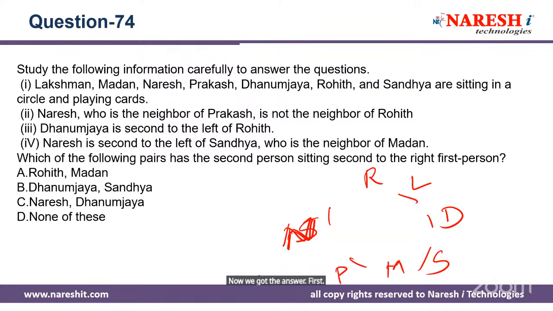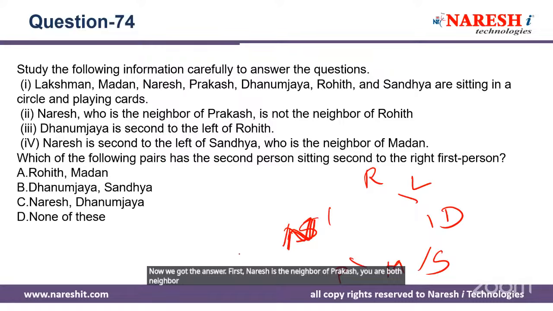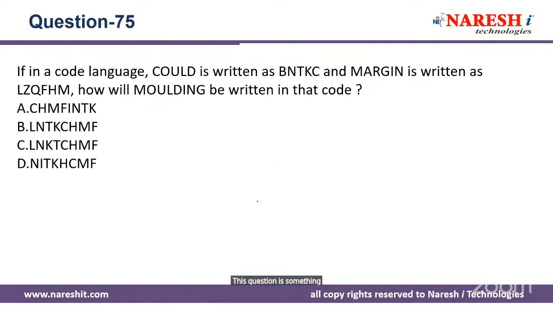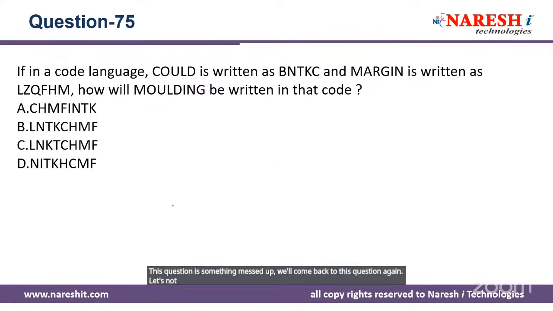First, Naresh is the neighbor of Prakash. Yeah, both are neighbors of Prakash, not a neighbor of Rohit. This question is something messed up. We'll come back to this question again. Let's not waste the time and go forward now.